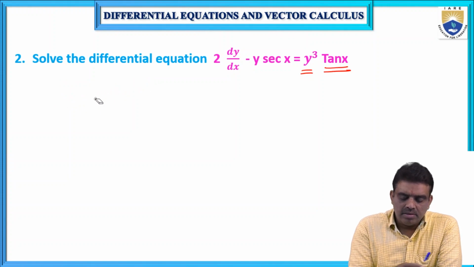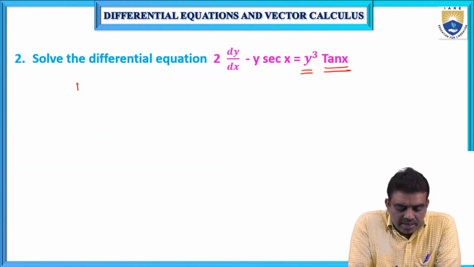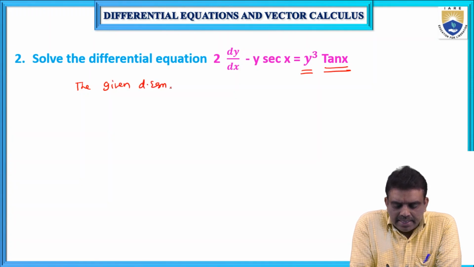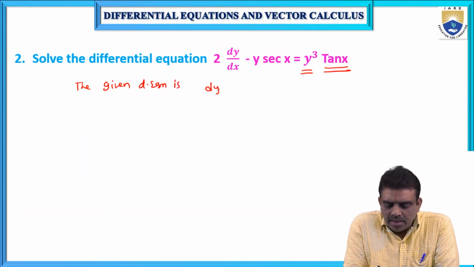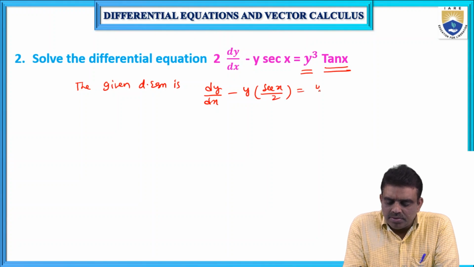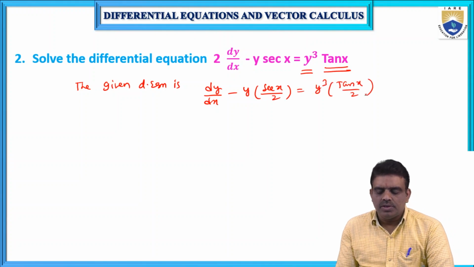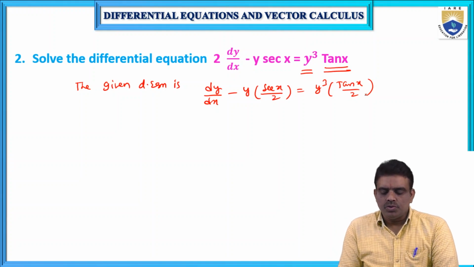So first, the given differential equation is dy by dx minus y into secant x by 2 is equal to y cube into tan x by 2. So I'm dividing the equation by 2.